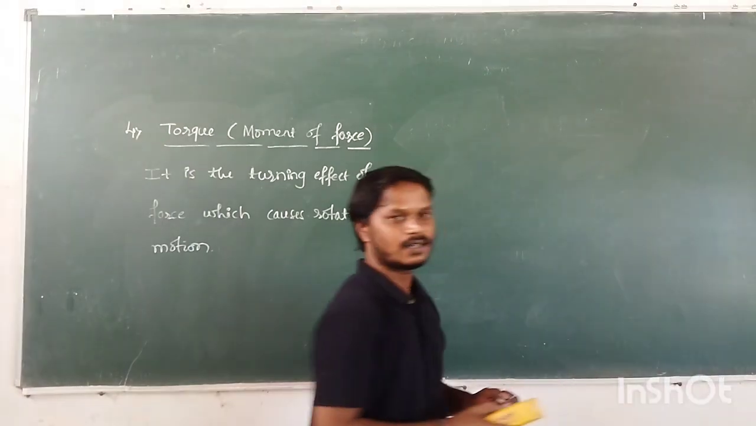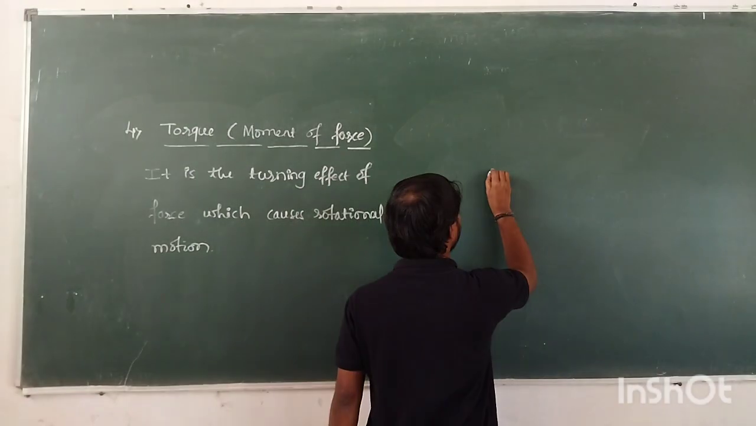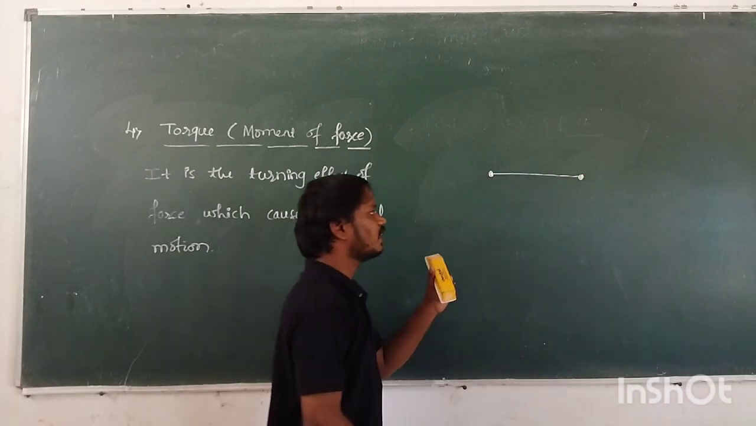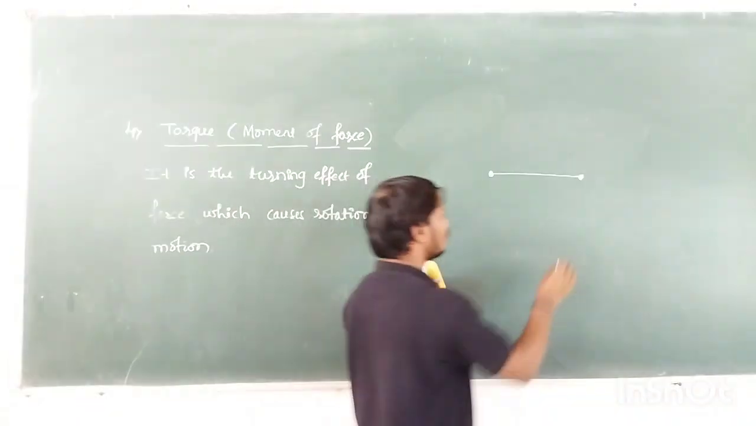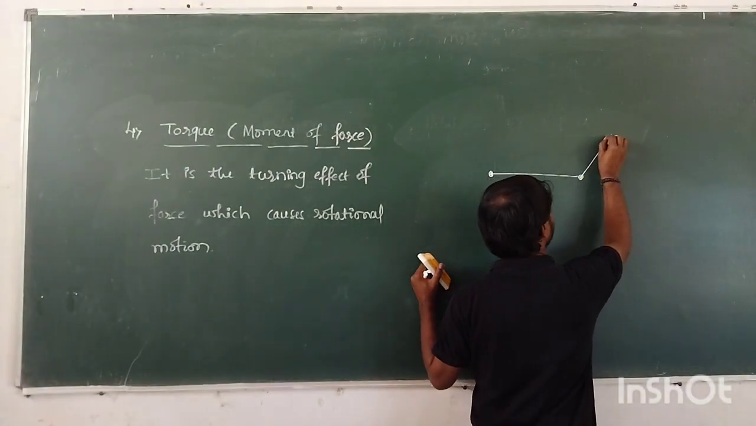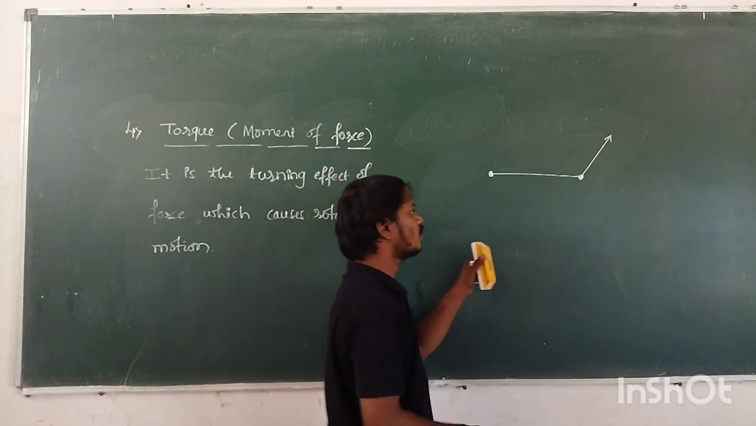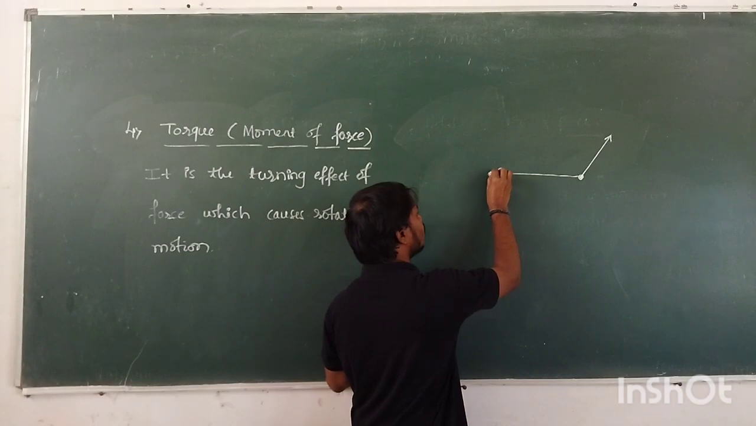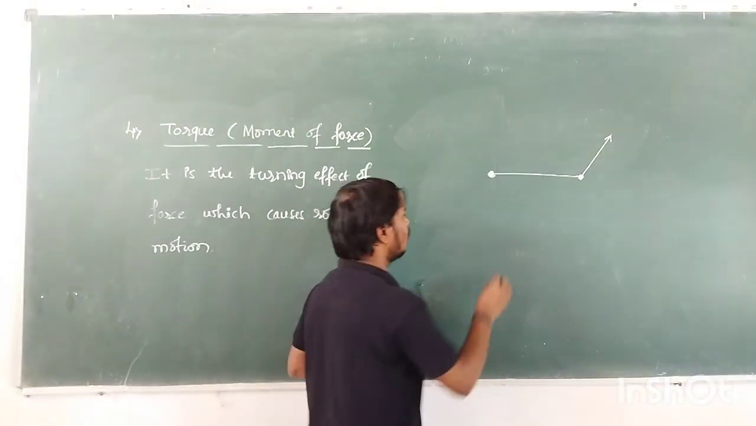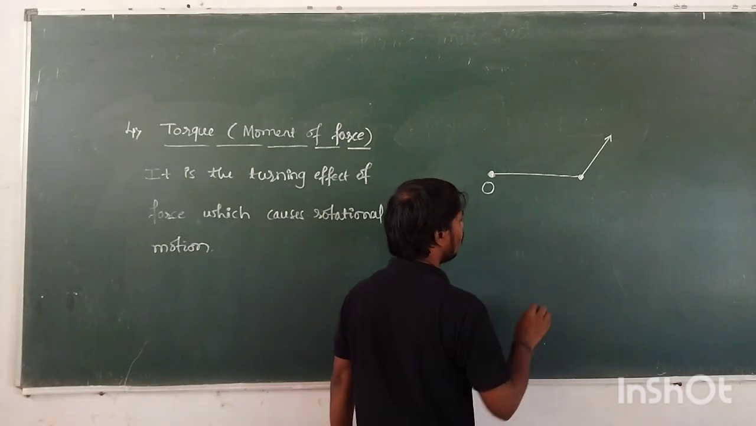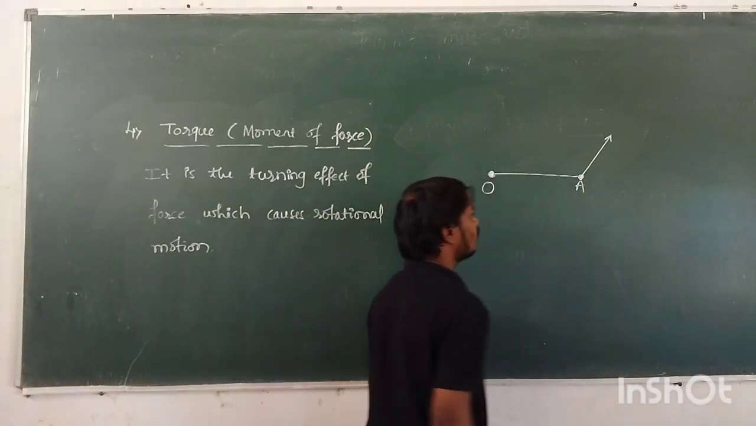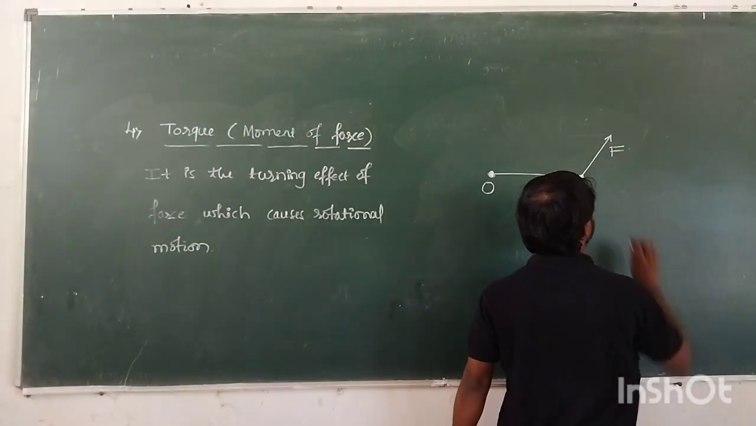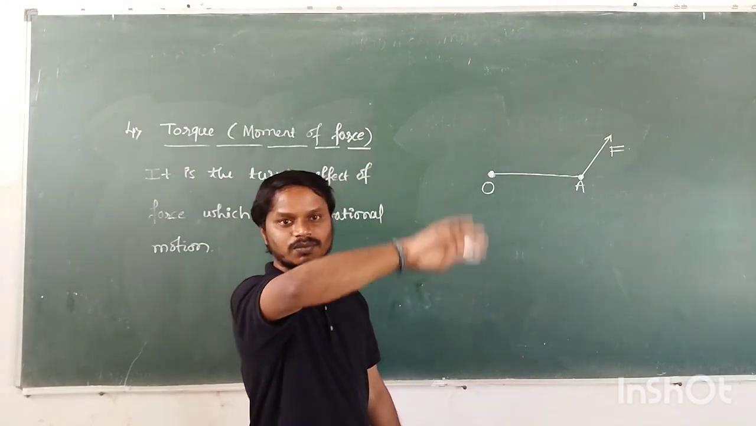For example, I will take a rod. Now one end of the rod is fixed and the other end of the rod is free. In order to rotate the rod, we apply the force at the free end, and this is the fixed end, which is also called the pivot. I will take this fixed end as O and this free end as A. At the end A we are going to apply the force. This force is applied to rotate the rigid body.